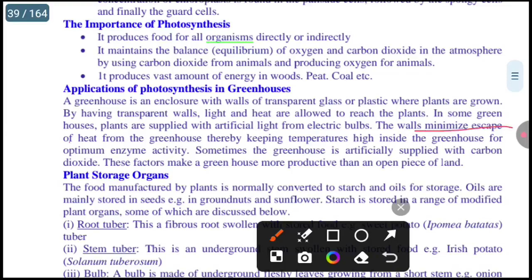escape of heat from the greenhouse, thereby keeping temperatures high inside the greenhouse for optimum enzyme activity. Sometimes the greenhouse is artificially supplied with carbon dioxide. These factors make a greenhouse more productive than an open piece of land. Okay, so this is how photosynthesis is applied in a greenhouse.